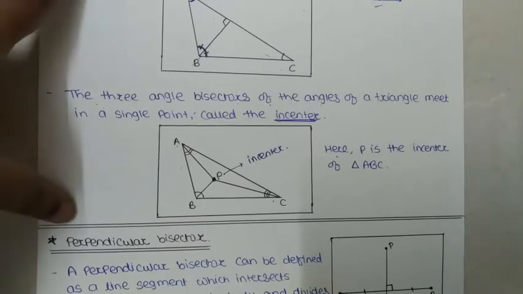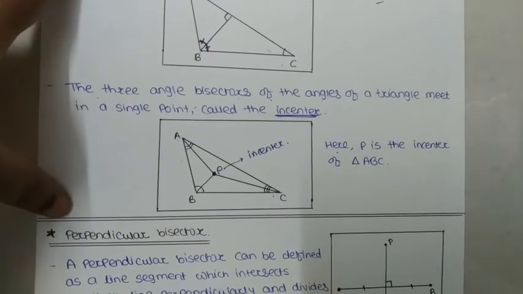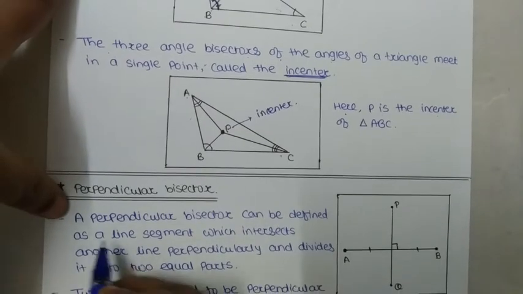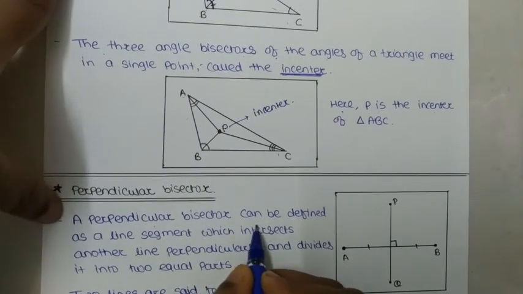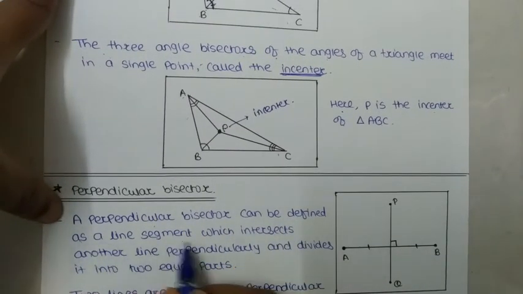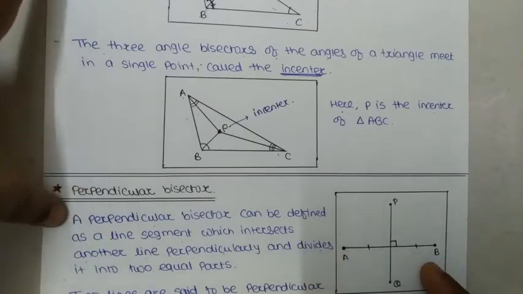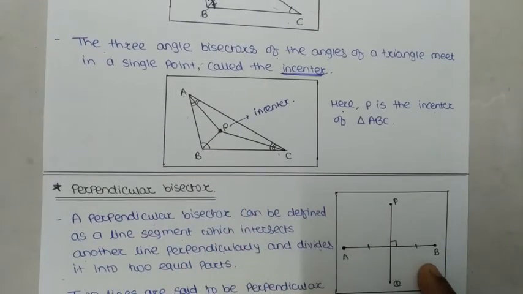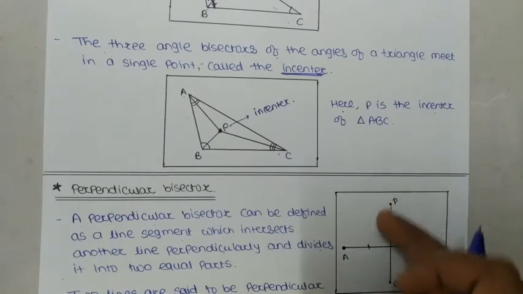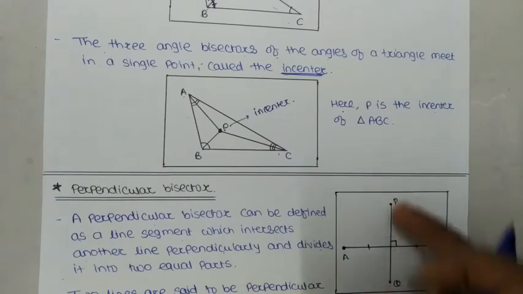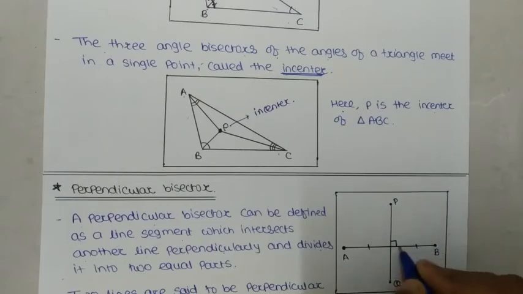What is meant by the perpendicular bisector? A perpendicular bisector can be defined as a line segment which intersects another line perpendicularly and divides it into two equal parts. We first draw a line segment AB, and then using a set square or a compass, we draw a perpendicular line. Perpendicular means they form 90 degrees.